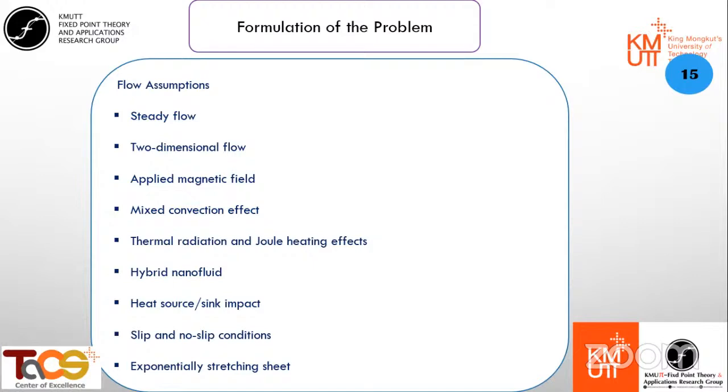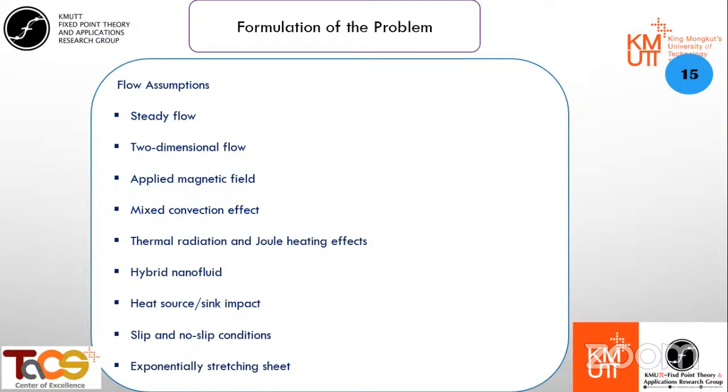Now I will discuss the formulation of the problem. First, I will take some flow assumptions on the fluid. The fluid will be steady, two-dimensional flow. We will discuss applied magnetic field, and also the mixed convection effect. Thermal radiation and Joule heating effect are also considered. In this study, we consider two nanoparticles. Therefore, this is a study of hybrid nanofluid. On a hybrid nanofluid, we will discuss heat source impact and slip and no slip conditions. And we will use an exponentially stretching surface.